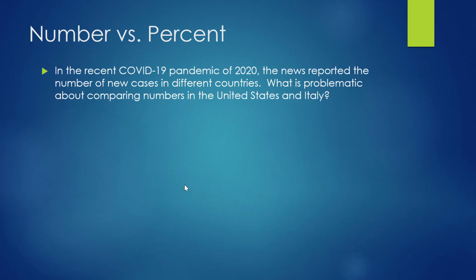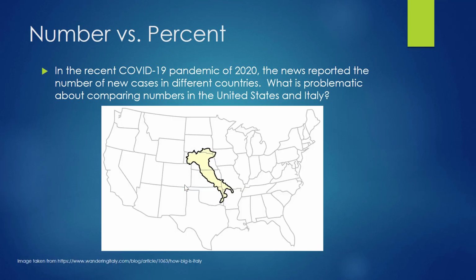Numbers versus percent. In the recent COVID-19 pandemic of 2020, the news reported the number of cases in different countries. What is problematic about comparing numbers in the United States and Italy? Pause the video and see if you can think of an answer. When we look at the land area of the United States versus Italy, we can see that Italy is a much smaller country. More important than area, however, is the human population.